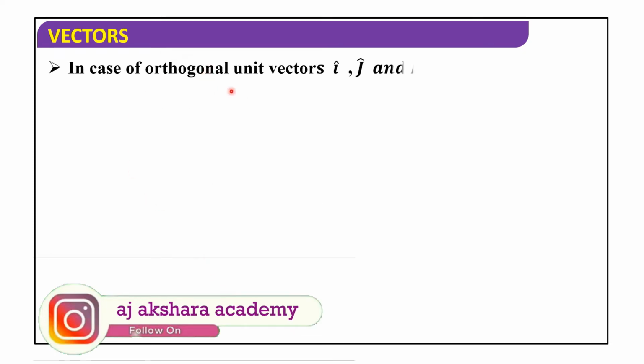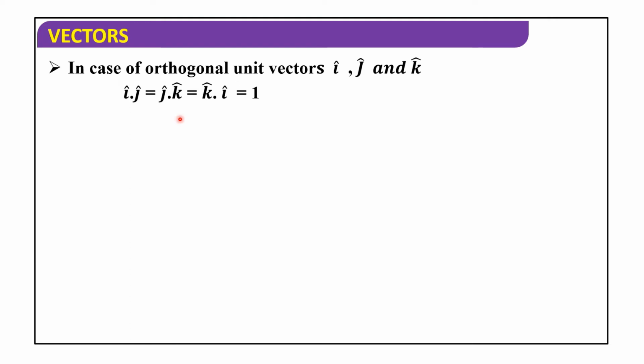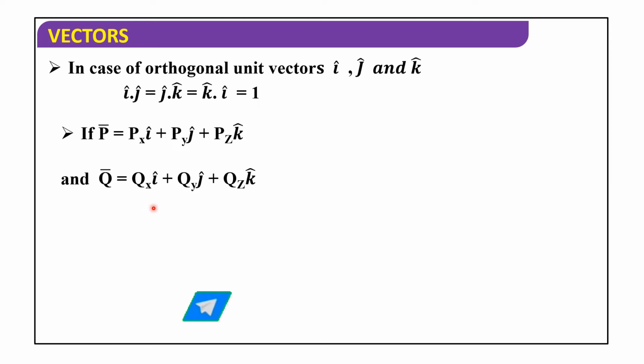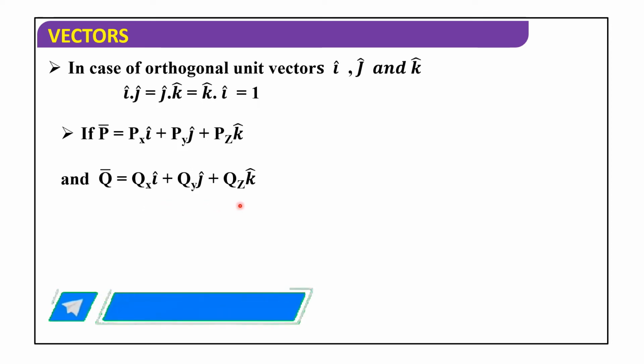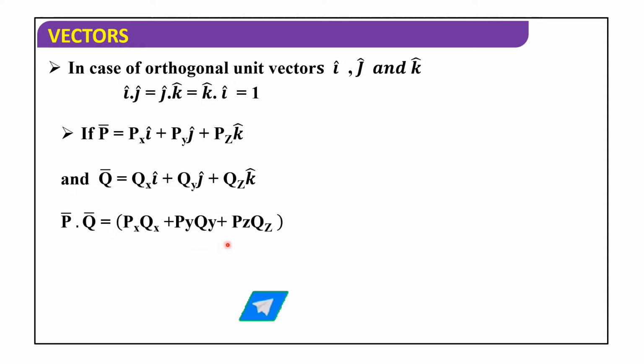In case of orthogonal unit vectors i cap, j cap and k cap, i cap dot j cap equals j cap dot k cap equals k cap dot i cap equals 0. If p bar equals px i cap plus py j cap plus pz k cap, and q bar equals qx i cap plus qy j cap plus qz k cap, then p bar dot q bar equals px qx plus py qy plus pz qz.